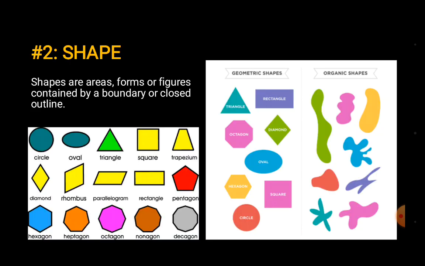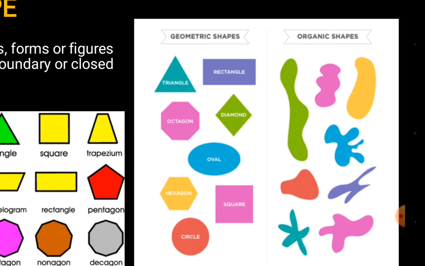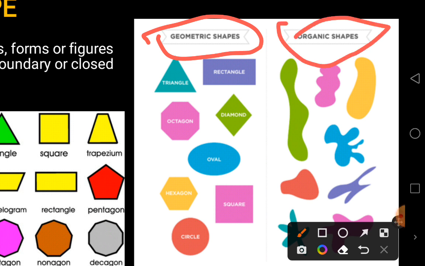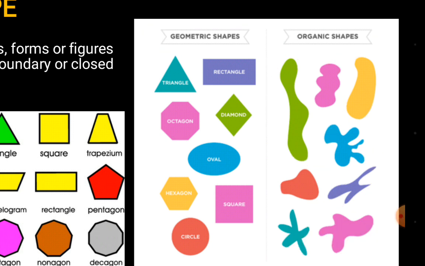The second element of design is shape. We already know what shape is. Shapes are areas, forms, or figures contained by a boundary or closed outline. We have two different types of shape: geometric and organic. Geometric shapes are the shapes you know already, like triangle, circle, square, whatever. But organic shapes are shapes with a little bit of design, like the ones we are seeing here. So these are organic shapes.